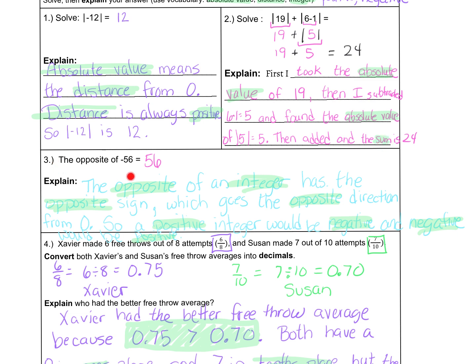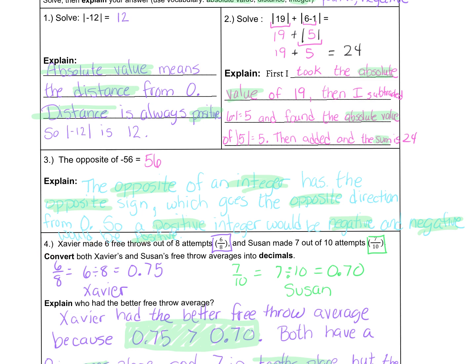On this one, the opposite of negative 56 is 56. The opposite of an integer has the opposite sign, which goes the opposite direction from 0. So a positive integer would be negative, and a negative would be positive.